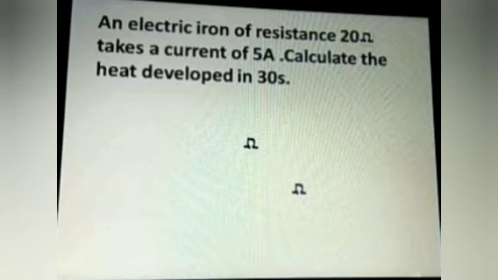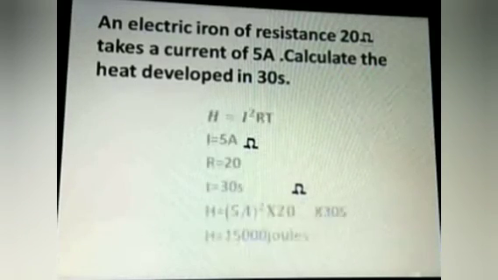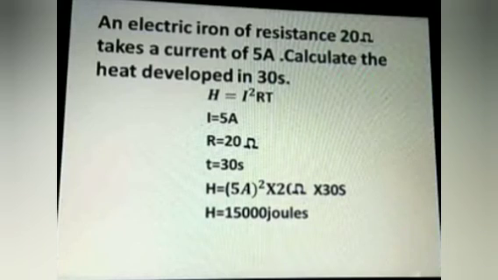An electric iron of resistance 20 ohm takes a current of 5 ampere. Calculate the heat developed in 30 seconds. Here we can use the equation H is equal to I square RT. Here given I is equal to 5 ampere, R is equal to 20 ohm and T is equal to 30 seconds. So this is a direct question. H is equal to 5 ampere the whole square into 20 ohm into 30 seconds. So the answer is 15,000 joules.